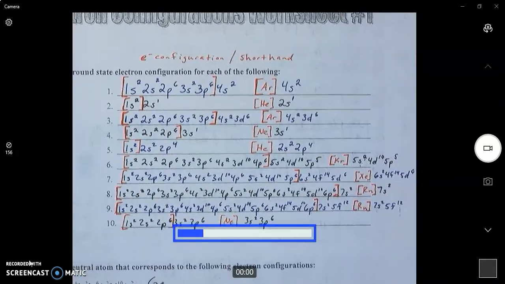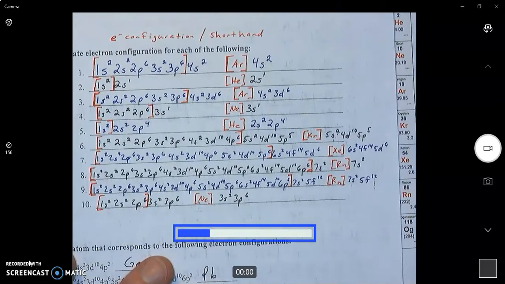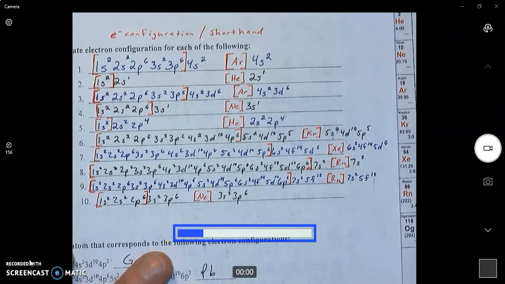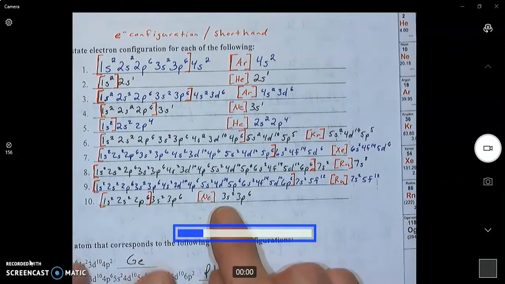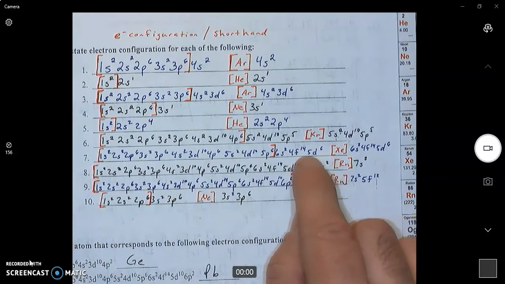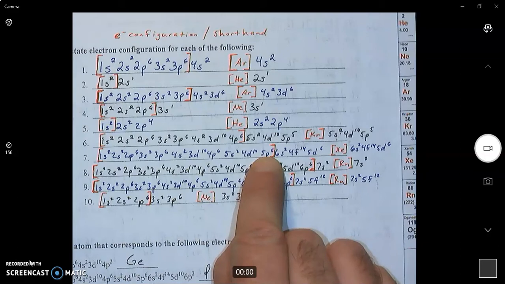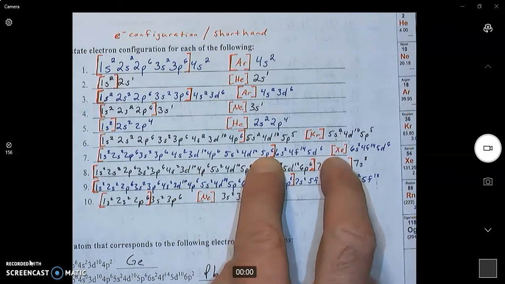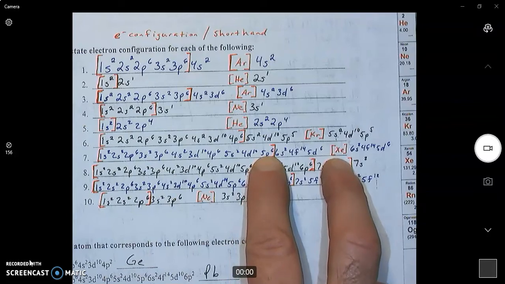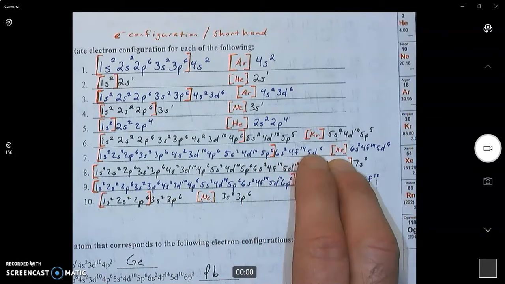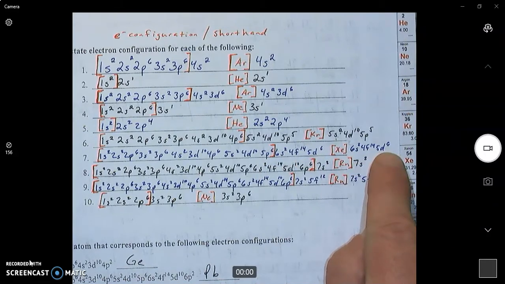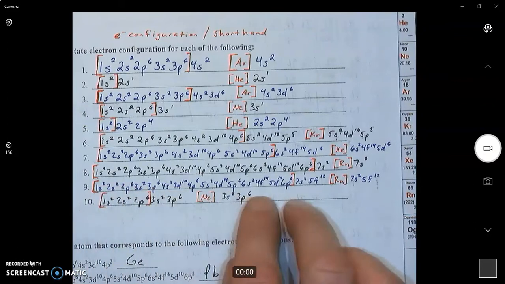Let me zoom in on the rest of these. They're a little bit longer, but look at your configurations for osmium. We did that configuration before, so work your way back. You hit 5p6, so that's xenon. Xenon is the end of the fifth row. And then keep everything else after the p6, 6s2, 4f14, 5d6. Xenon, 6s2, 4f14, 5d6.